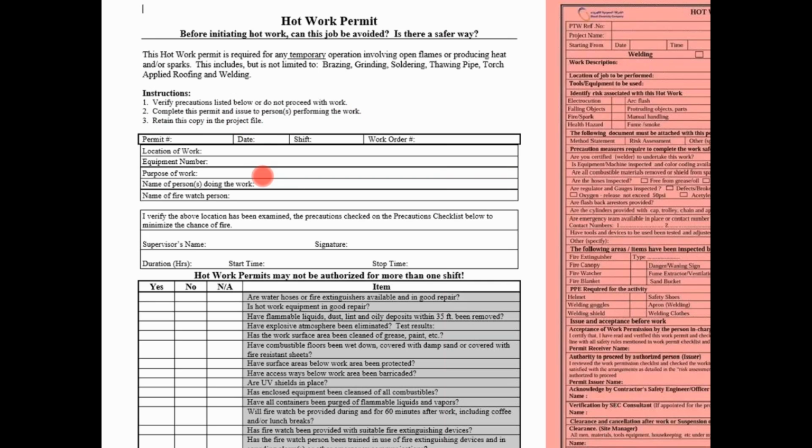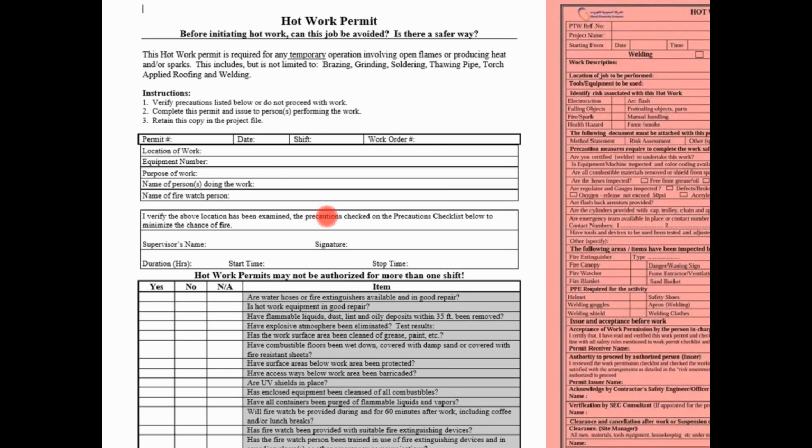Whatever work you are going to do, there are two parties: the issuing authority and the receiving authority. The issuing authority is going to explain all the things related to the work, that may be the hazards, the tools used, the PPEs, FEs, etc. The receiving authority must understand all these things and instructions, and they should be followed by that contractor or subcontractor. Then the permit date, shift, work order, location of work, equipment number, purpose of work, name of the person doing the work, and name of the fire watch persons.